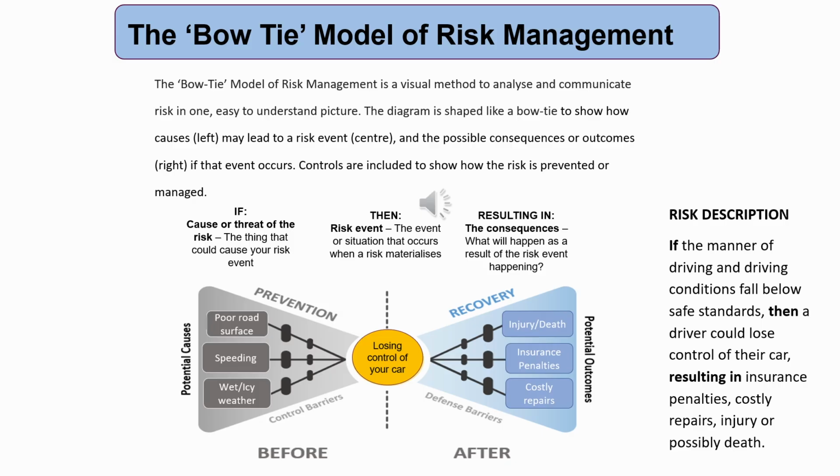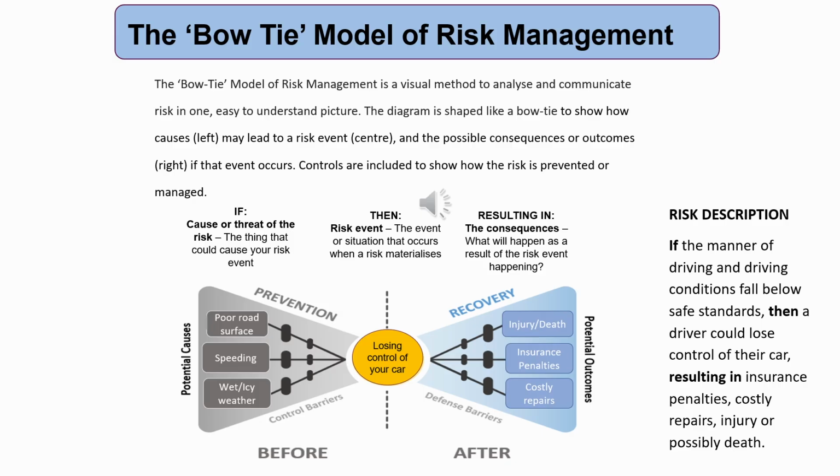You will see that there are some possible causes of losing control of your car listed. The road surface may be poor, or perhaps your speed is excessive. The risk event itself would be loss of control of the vehicle, and the control barriers would be factors such as speed limits, warning signs, and vehicle safety checks. Defence barriers to lessen the impact should a car crash occur might be seat belts, airbags, anti-crumple car design, and so on.